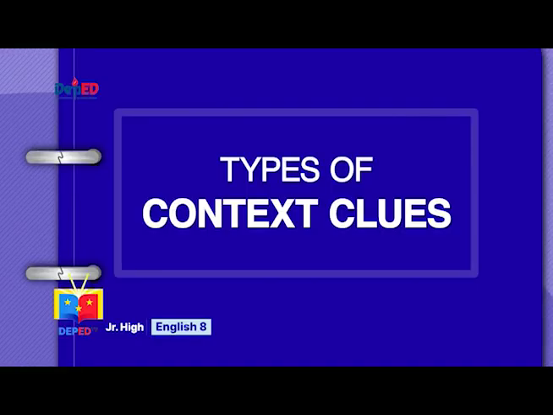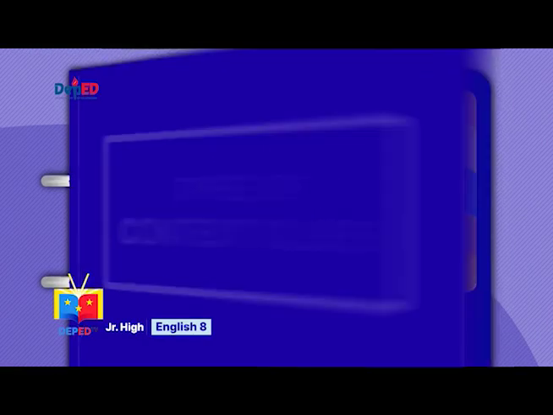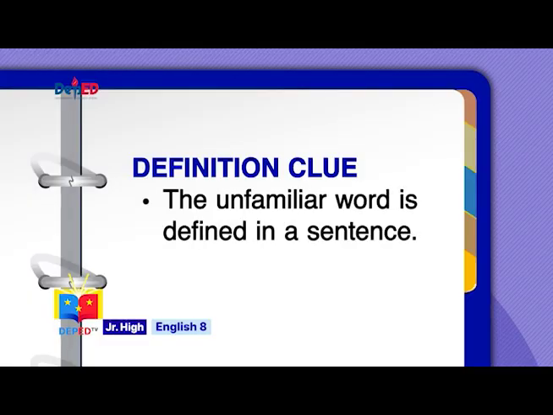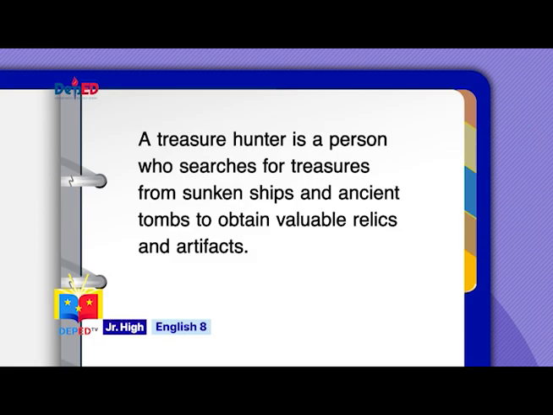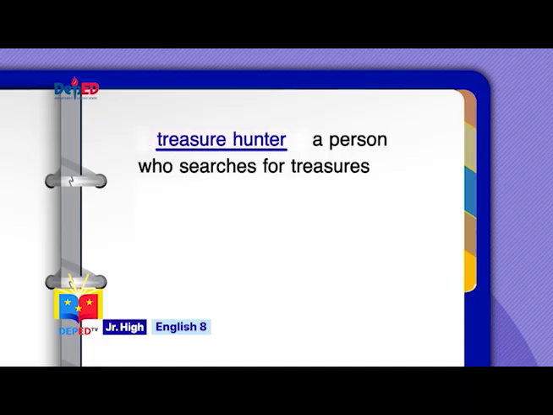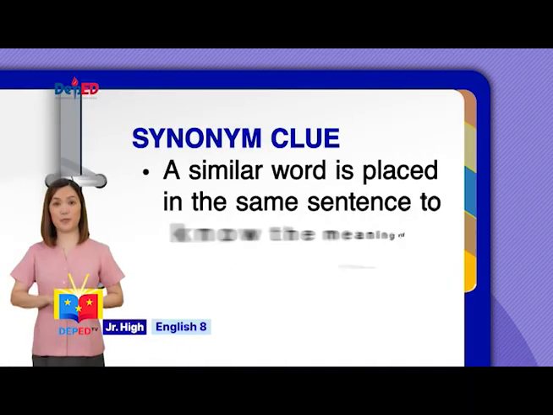The first type of context clue is the definition clue. It is when the unfamiliar word is defined in a sentence. For example, a treasure hunter is a person who searches for treasures from sunken ships and ancient tombs to obtain valuable relics and artifacts. The unfamiliar word in the sentence is treasure hunter, and its definition is a person who searches for treasures.